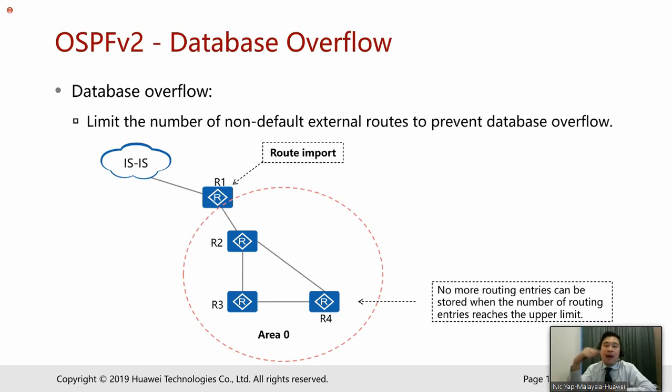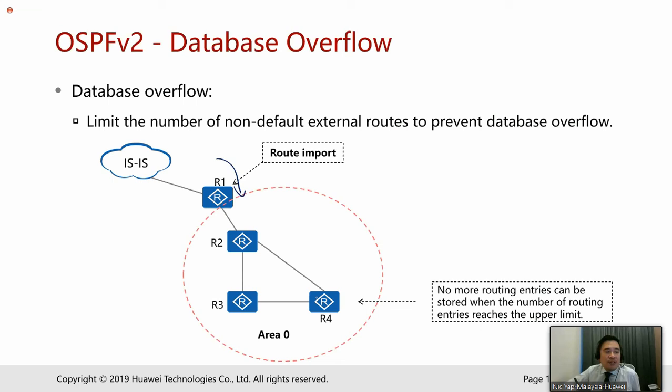When they're up to the limit, what do they perform? When entering the overflow state, the router deletes all the locally generated non-default external routes. They are going to delete whichever comes in from the route import, because a lot of information could be generated from here. So I'm going to delete whichever is not self-generated. I'm going to delete everything to make sure that my database does not overflow.